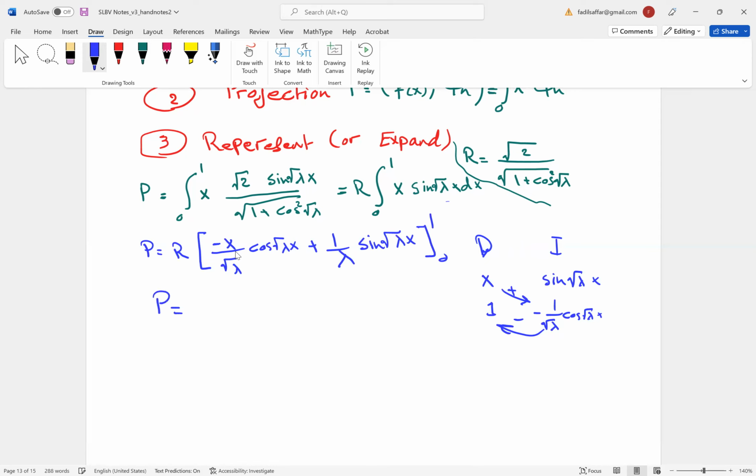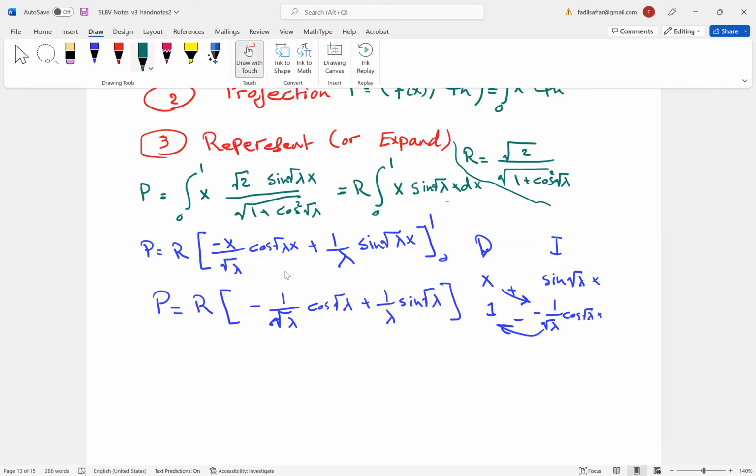And you can see here at 0, those will just cancel out, and at 1, we will have r minus 1 over square root of lambda cosine square root of lambda plus 1 over lambda sine square root of lambda.